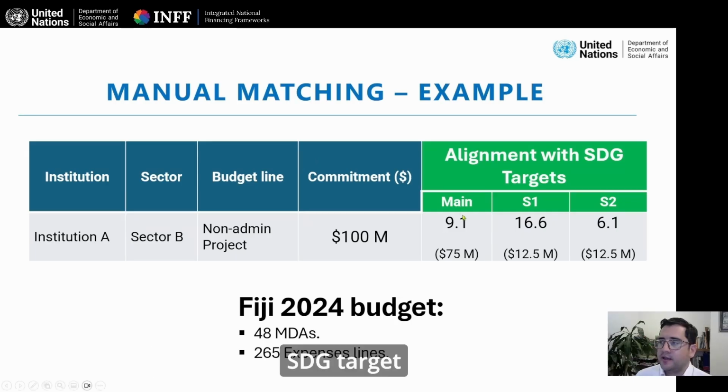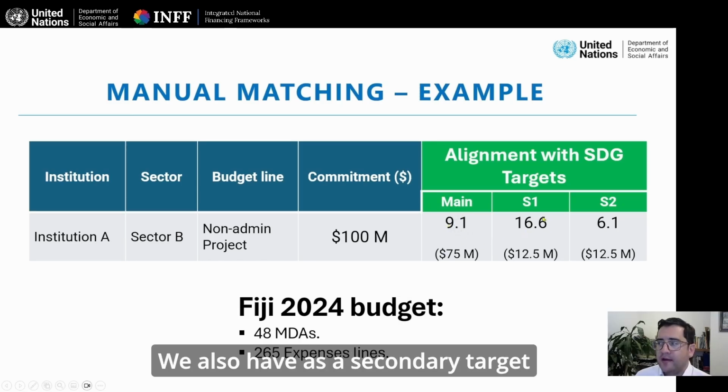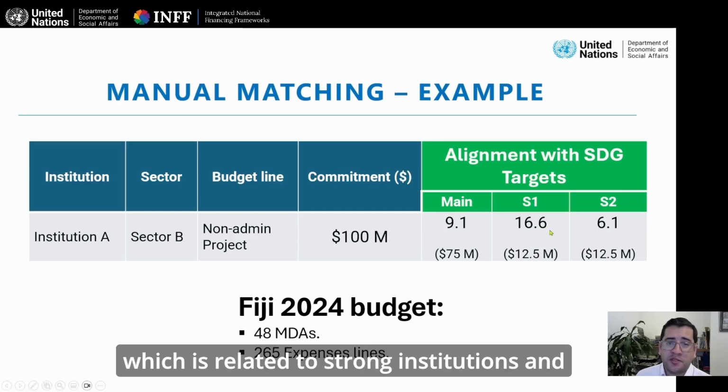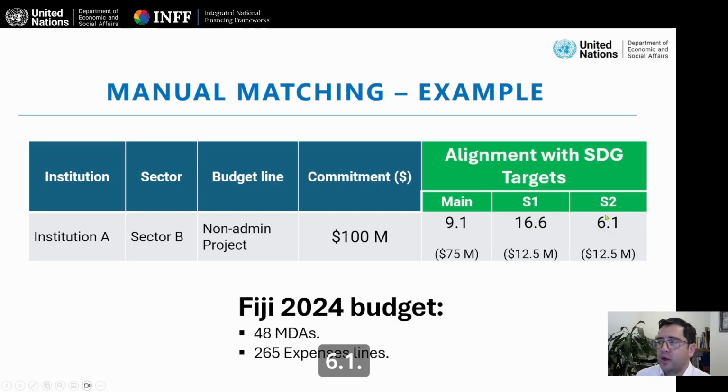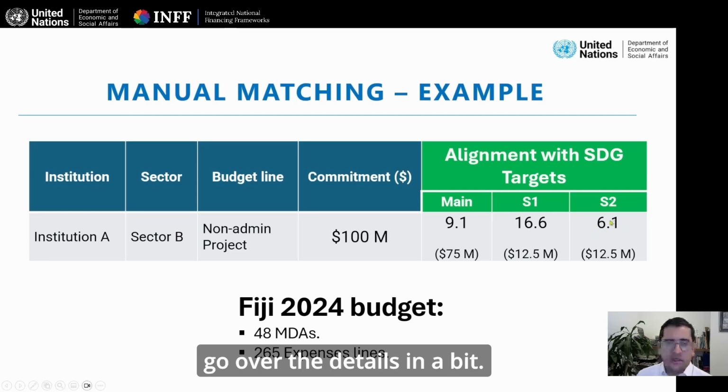SDG target 9.1, which is related to infrastructure. We also have as a secondary target SDG 16.6, which is related to strong institutions, and 6.1. That's an example. We're going to go over the details in a bit.